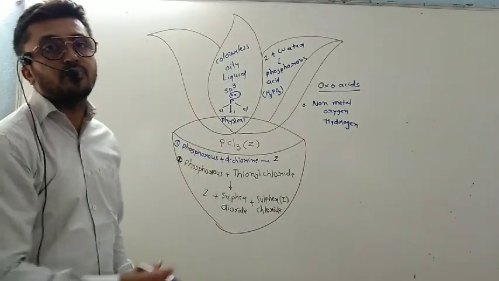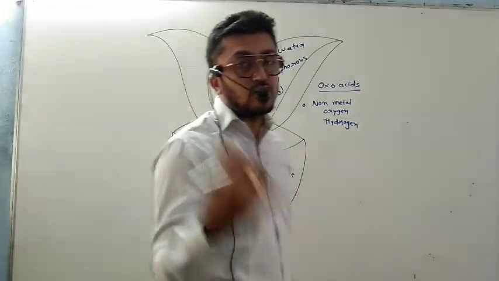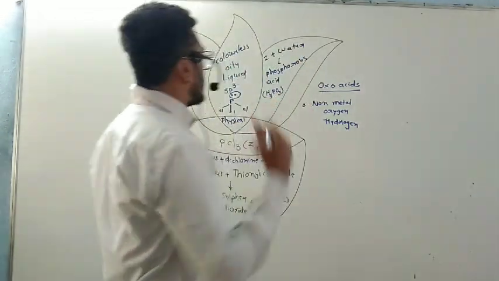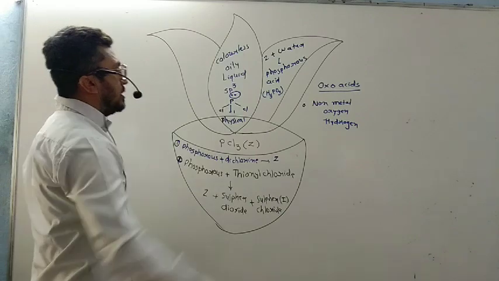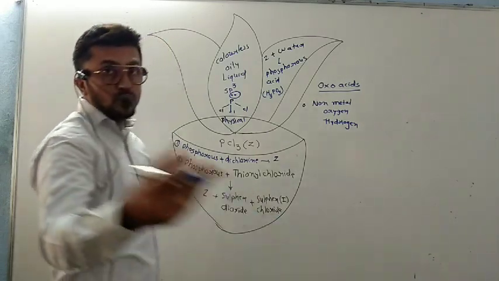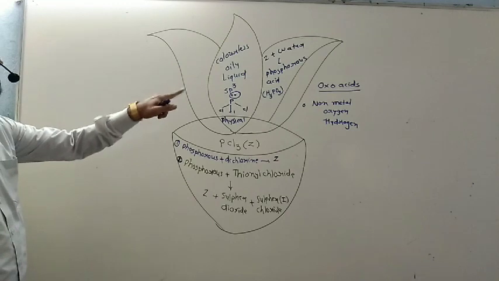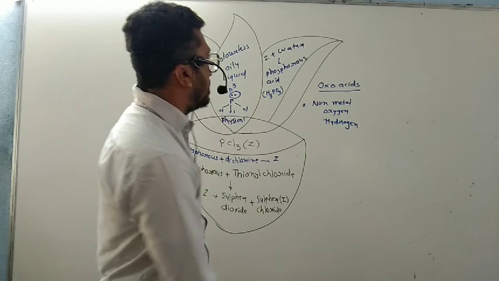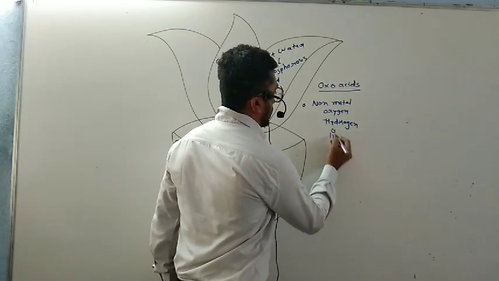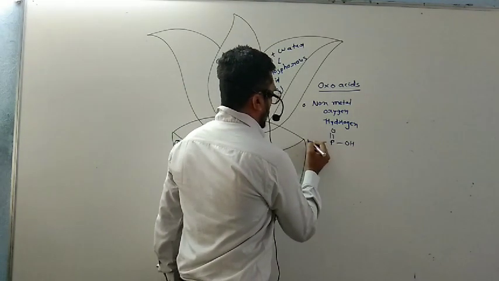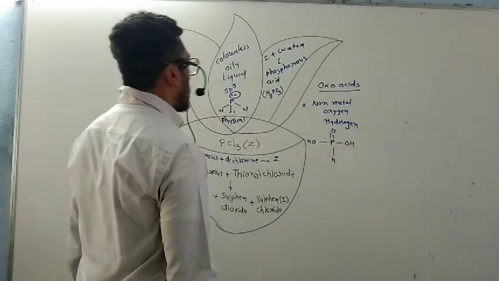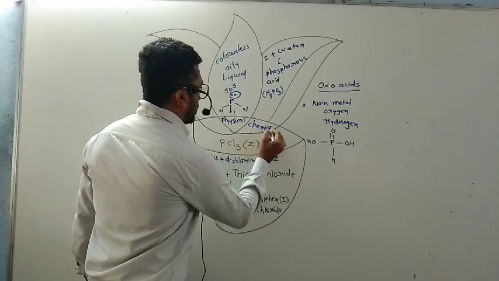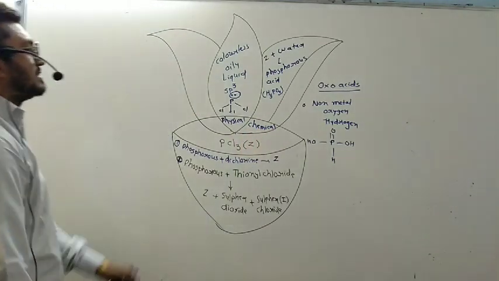Our next question is the different types of oxo acids of phosphorus. We will study oxo acids of phosphorus in our next lecture. Okay, so PCl3, Z, reacts with water, it gives us phosphorus acid, and the formula of phosphorus acid is H3PO3. The structure is here: P double bond O, OH, OH, and this one is H. This is the chemical property of PCl3.